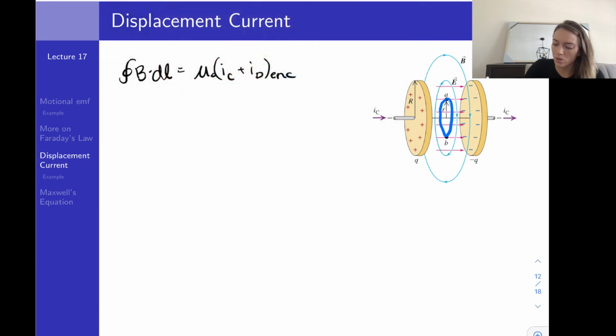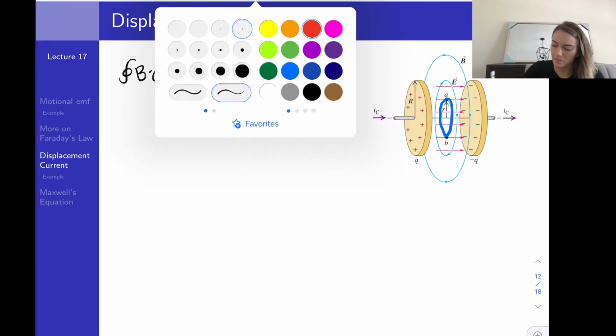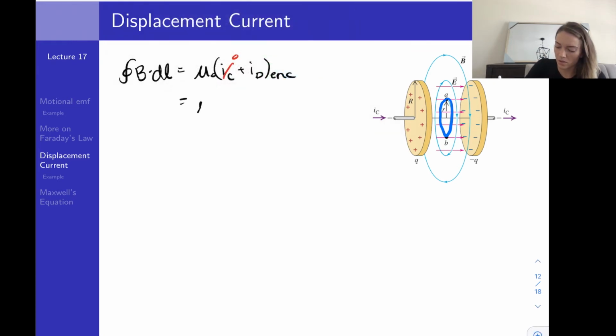Now, there's no actual current enclosed in my loop here, right? It's just an empty space between these two capacitor plates. So this current is 0, right? This current is up here in the wire, not over here. So I only have this displacement current to worry about. So my Ampere's law is going to be equal to just the enclosed displacement current.